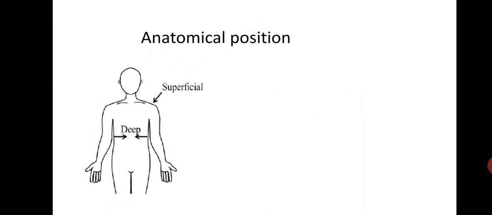Proximal, nearer to the origination of a structure. Distal, farther from the origination of a structure. Here are some anatomical positions such as superficial and deep. Now we will study body regions.